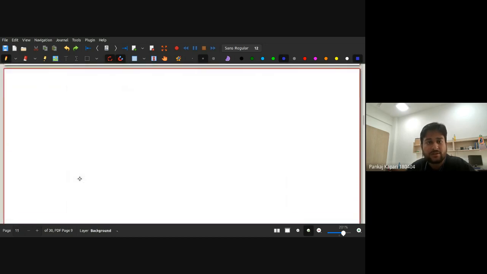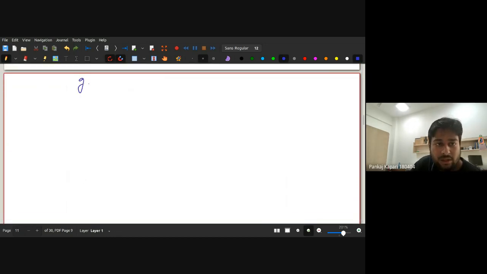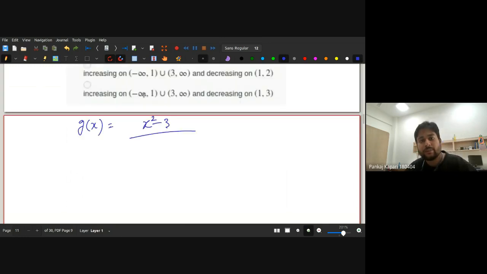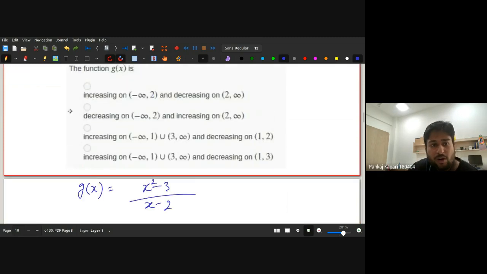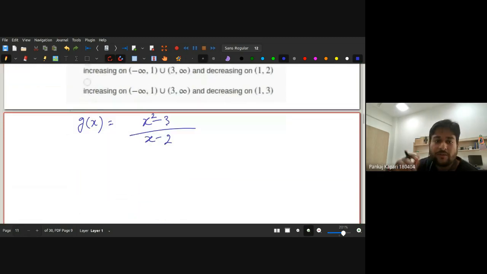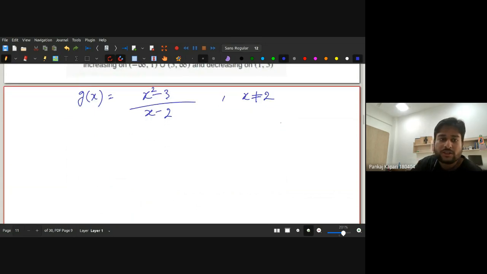Let me write this function. This is our g(x), which is (x squared minus 3) divided by (x minus 2). Because we want to know where it's increasing or decreasing, we have to find the critical points, and we have to check the sign of the derivative inside the intervals separated by the critical points. Here you can see that the function is not defined for x equal to 2. So what is the domain of the function?